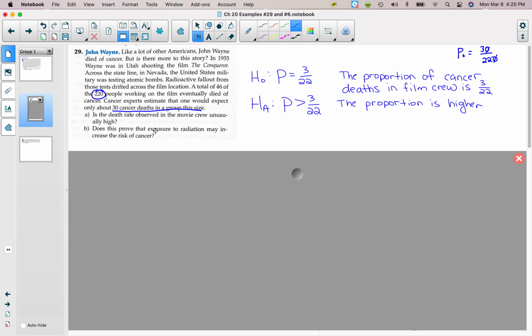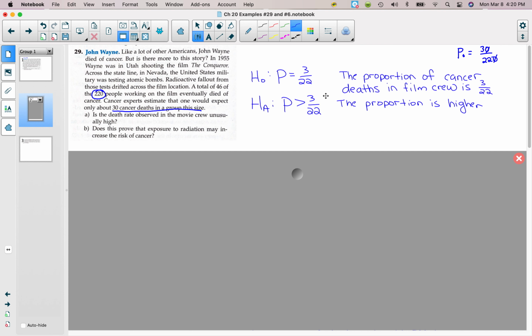And then the wording of the question, is the death rate observed in the movie crew unusually high? That kind of gives us the direction. So you will have one of three things in this spot: either p is greater than 3 over 22, p is less than 3 over 22, or p is not equal to 3 out of 22. It really depends on the way the question is worded. I think the M&M problem I did was a two-sided test. This is actually called a one-sided test.